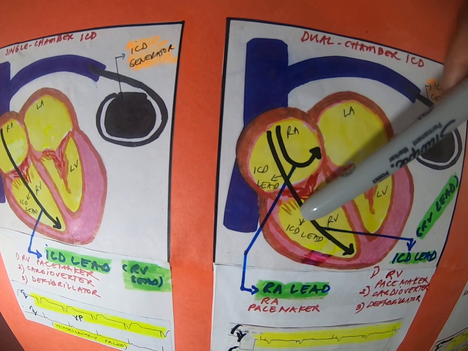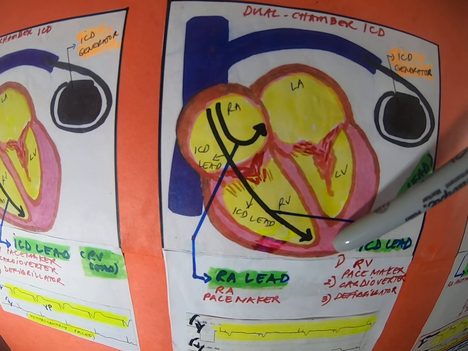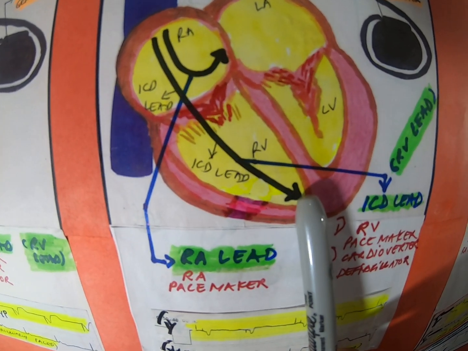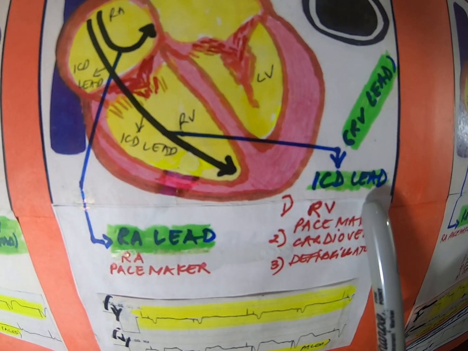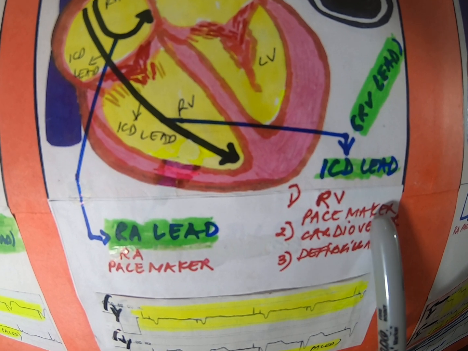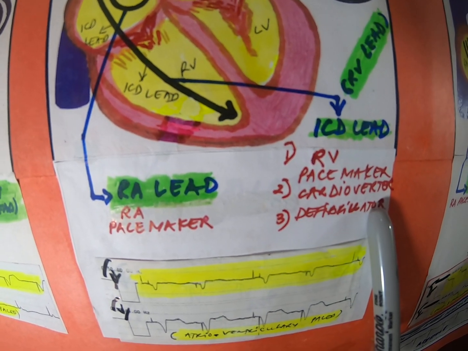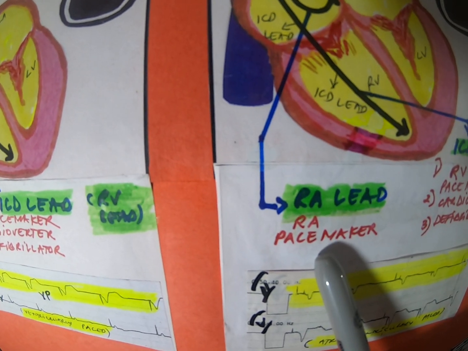And then the RV lead will proceed to the right ventricle, to the tip at the apex of the right ventricle. Good bite, good grip for good securement and good contact. And this ICD lead has three functions, as I mentioned earlier. It acts as a right ventricular pacemaker, cardioverter, and defibrillator. Okay, and the right atrial lead is our right atrial pacemaker.